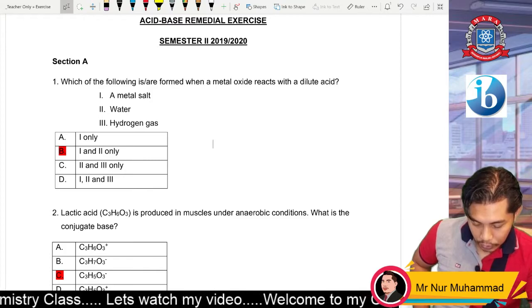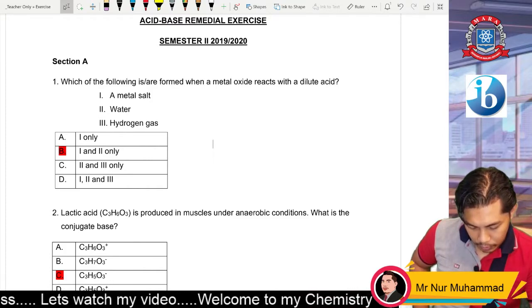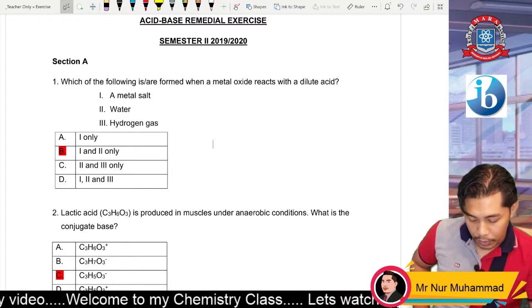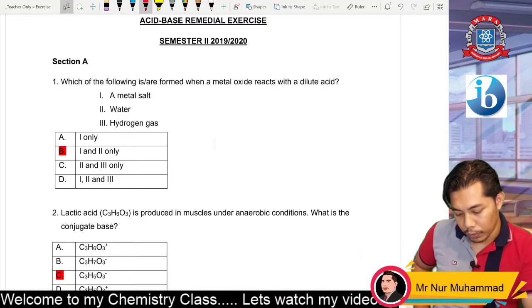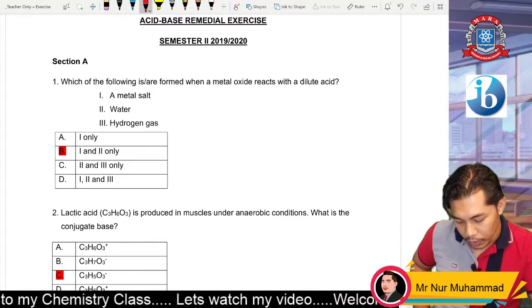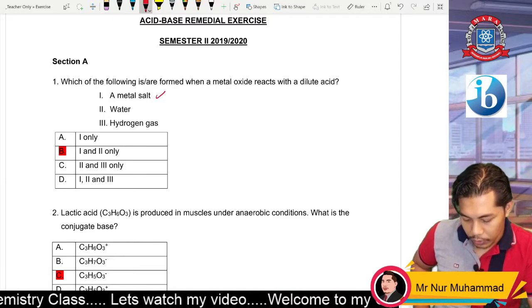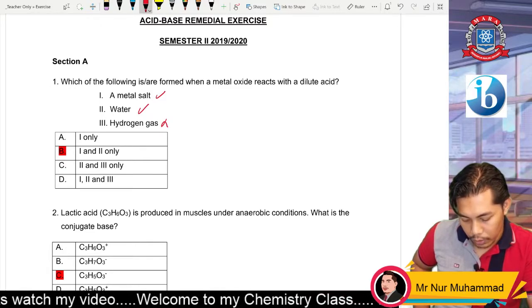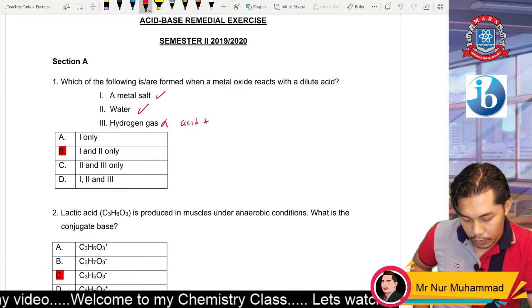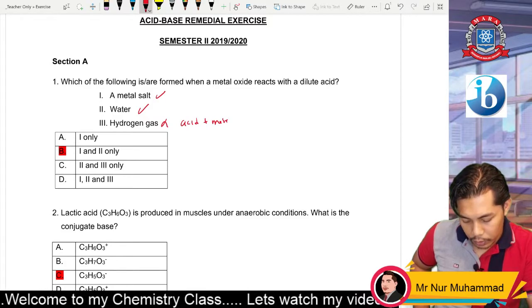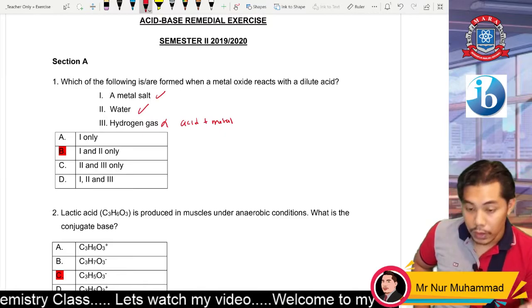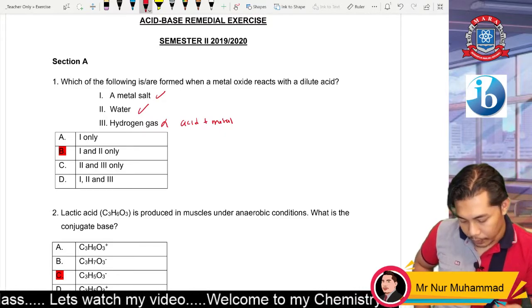But in this question, it asks about the reaction of acid with the base. When a metal oxide reacts with acid, the product is salt and water, not hydrogen gas. Hydrogen gas is from the reaction between acid and metal. So that's why 3 is not the answer. Number 1, the answer is B.